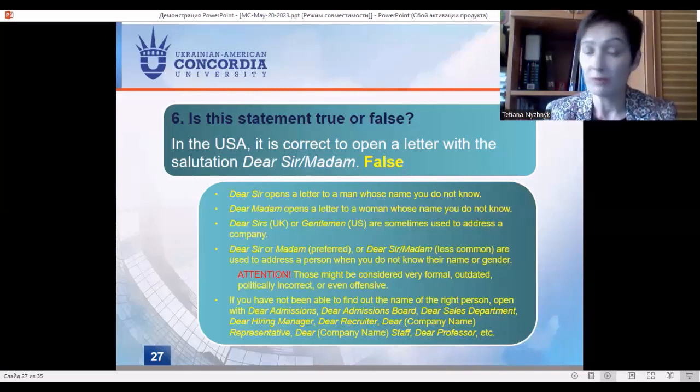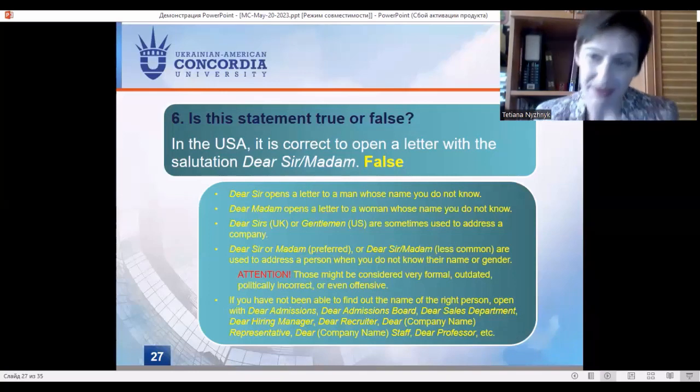Now, if you don't know how many people are going to read the letter, and if you don't know the gender of the reader or of the readers, it is sometimes appropriate to use dear sir or madam, but please don't use dear sir / madam, because this might seem extremely offensive. But people are usually very clear in identifying what gender they have.